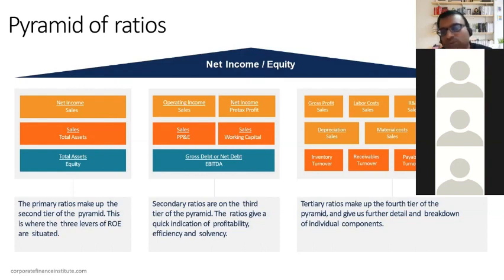Yes, net income is equal to net profit, Amar. Net income is equal to net profit. Okay, these are your primary ratios. Any pyramid of ratios will have these three ratios on the top. Then you have secondary ratios, which is operating income by sales. So it is giving you net income by sales, sales by total assets, and total assets by equity, right? So these are three main ratios.